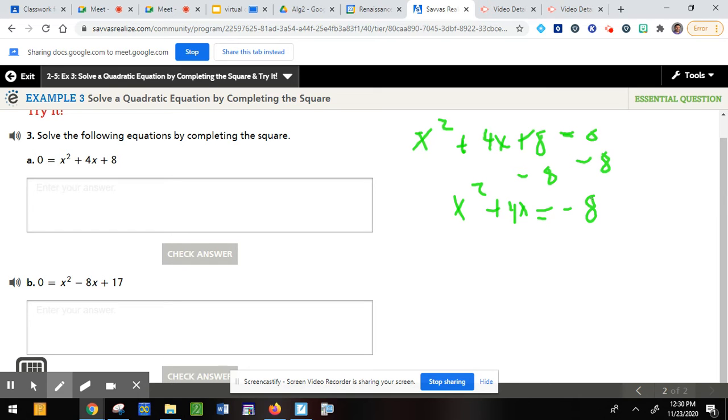Now what completes the square? So take that 4 divided by 2, you get 2, square it, and you get 4. So I'm adding 4 to both sides. All right, so now you got x squared plus 4x plus 4 is equal to negative 4. This can now get factored into x plus 2 squared. And that's equal to negative 4.